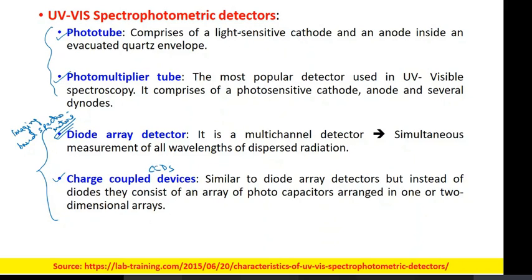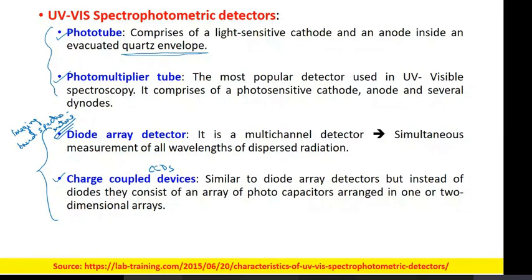So phototubes comprise a light sensitive cathode and an anode inside an evacuated quartz envelope. Why quartz envelope? We have discussed that the quartz envelope can allow both the UV light and the visible light to pass through it. And since we are working with UV visible spectrophotometers, the phototubes which we will be designing should allow the photons or the radiations from both the UV region and the visible region to fall onto the photocathode.